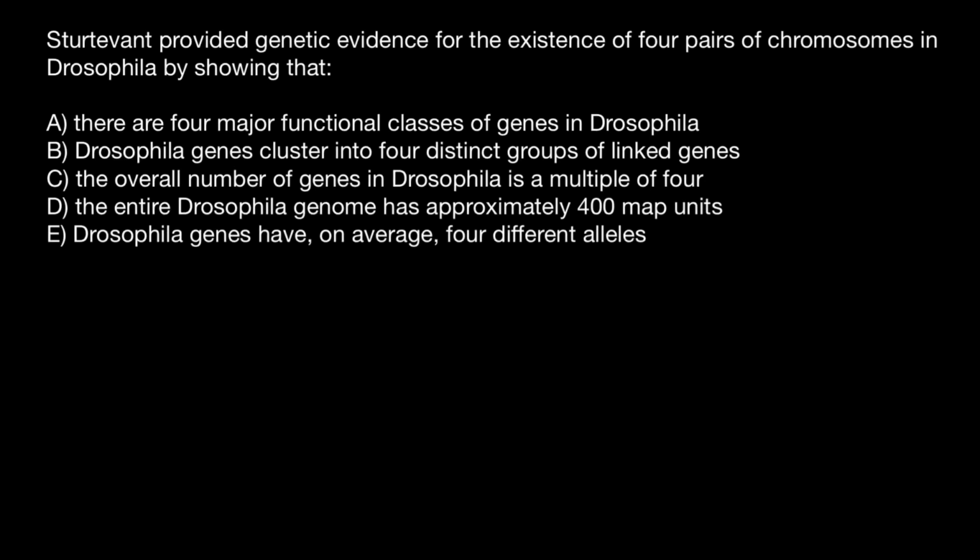Hello and welcome to Nikolai's genetics lessons, and today's problem is: Sturtevant provided genetic evidence for existence of 4 pairs of chromosomes in Drosophila by showing that... and you have to choose one of these answers.